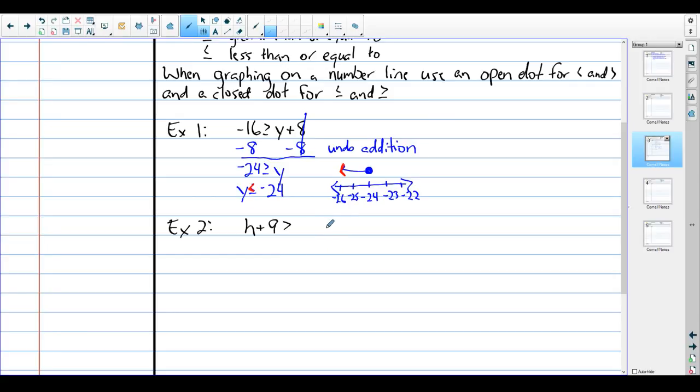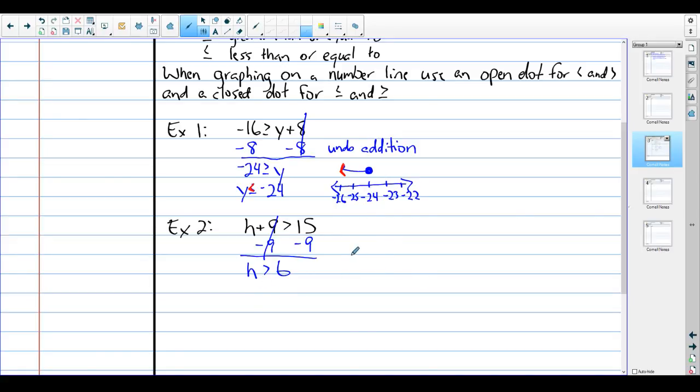So h plus 9 is greater than 15. We want to get h by itself. So to get h by itself, we need to get rid of this plus 9. To get rid of plus 9, we do minus 9 on both sides. 9 minus 9 cancels out. Gives us h is greater than 15 minus 9, which is 6. Our variable's already on the left-hand side, so we're good.